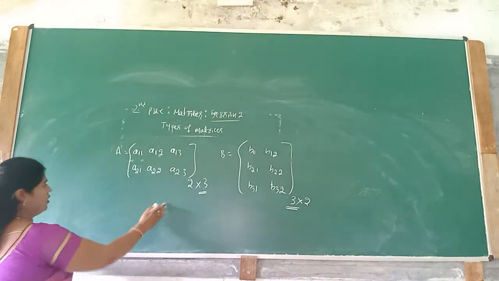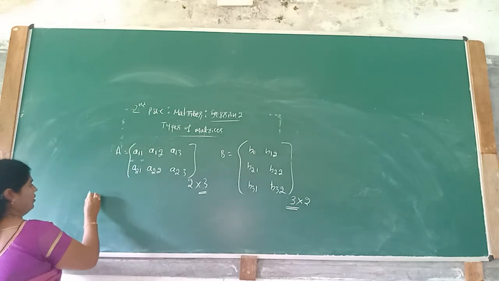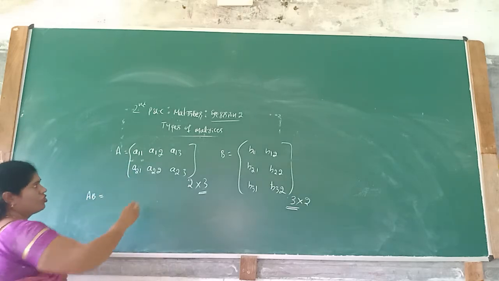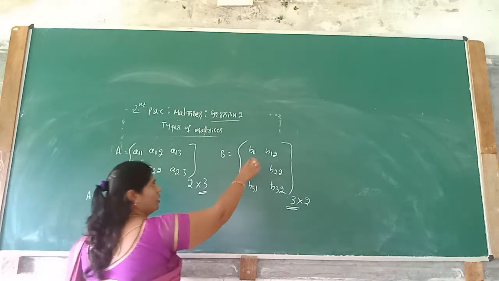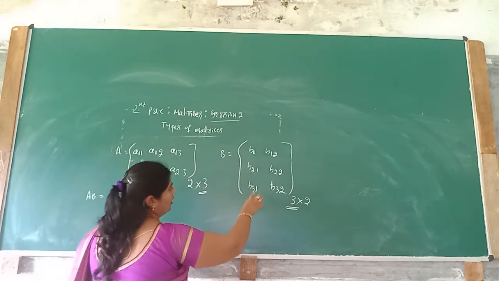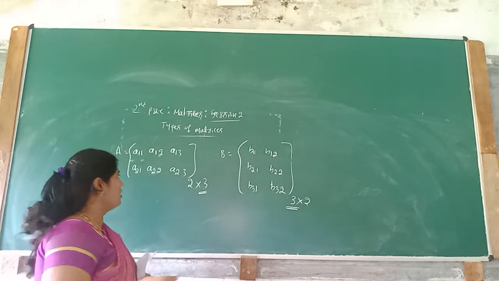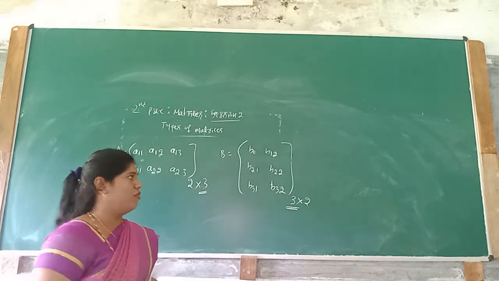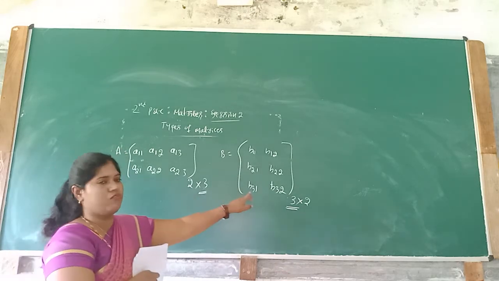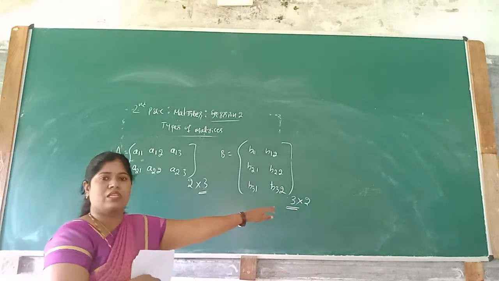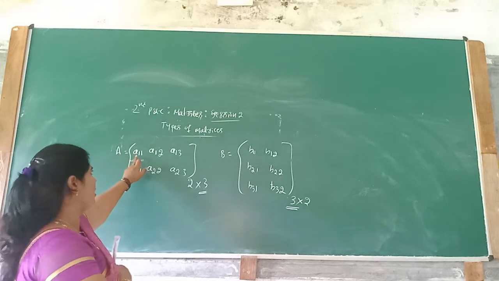Space is not going to be enough. Okay, let it be. So AB. What is the first row? A11, A12, A13. What is the first column? B11, B21, B31. The method is first row, first column; first row, second column; similarly, second row, first column; second row, second column.